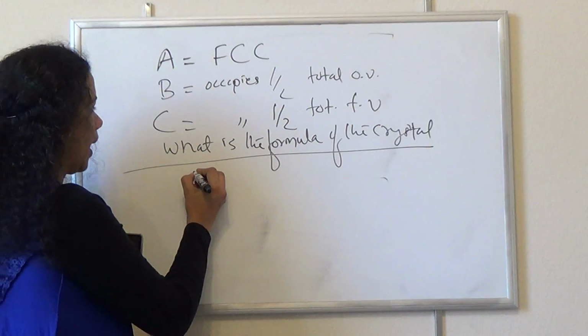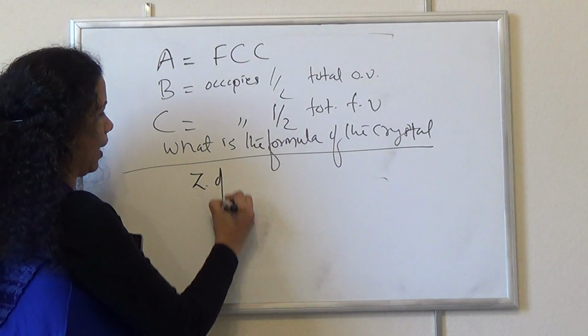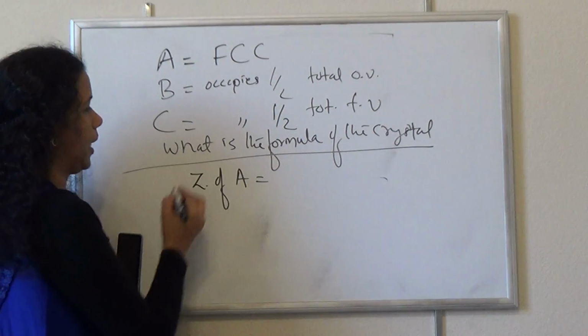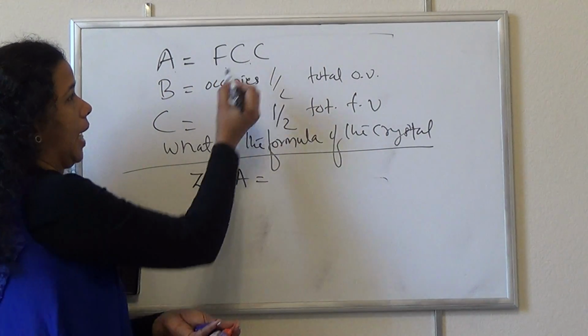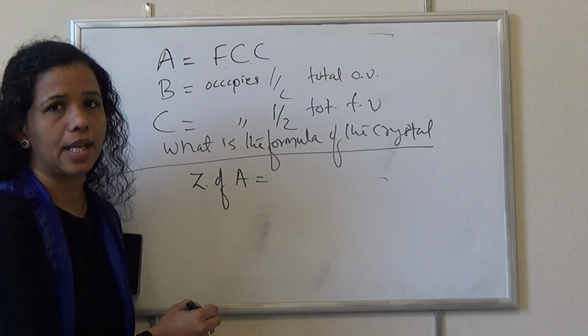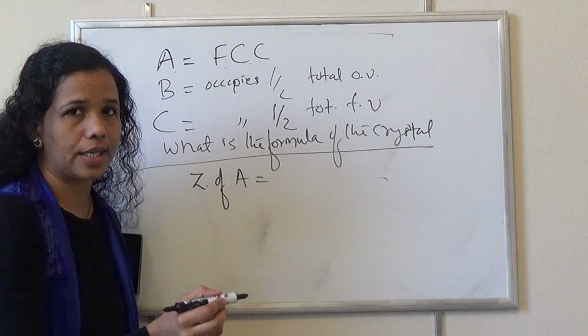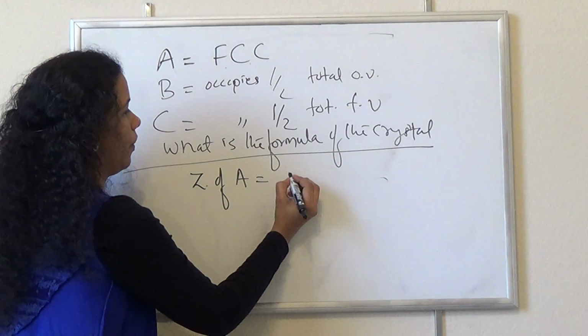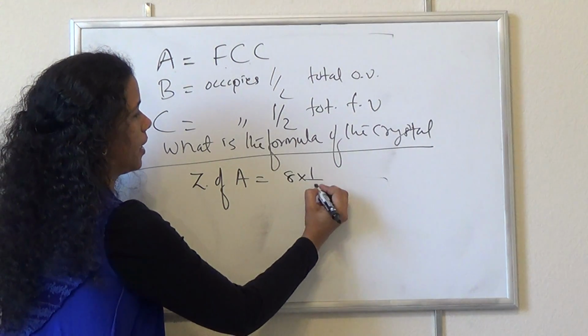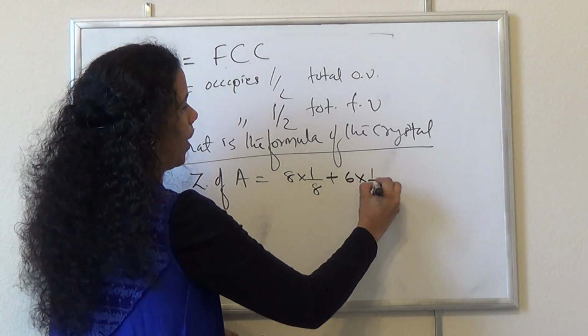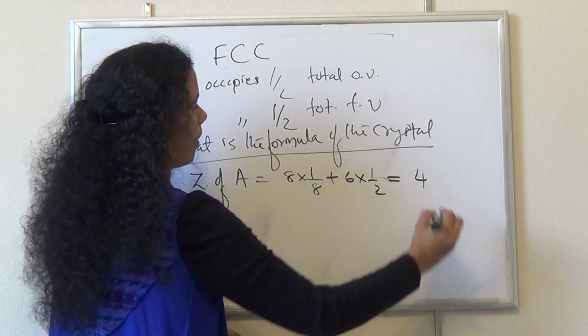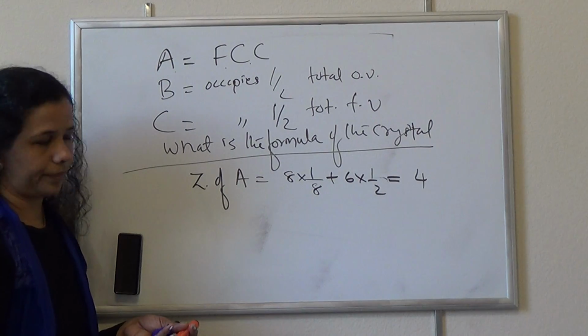So what is the effective number of A, Z of A? A is forming FCC structure. FCC means atoms occupy the corners and face centers. So we can say corners 8 into 1 by 8 plus 6 faces 6 into 1 by 2. So the effective number of A is 4.